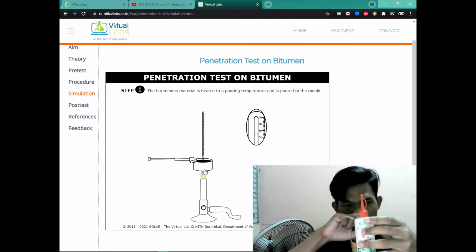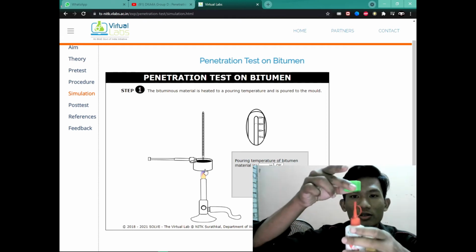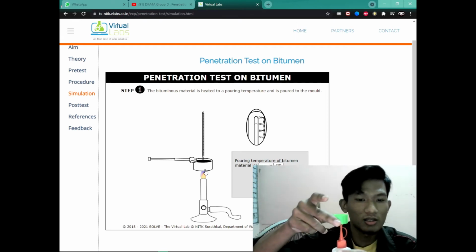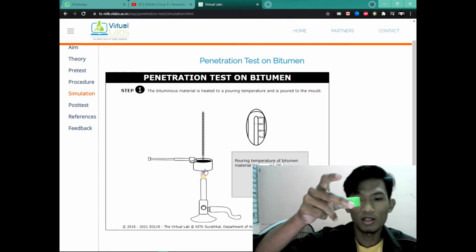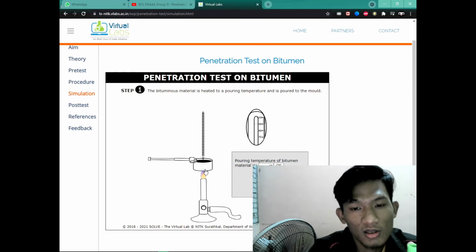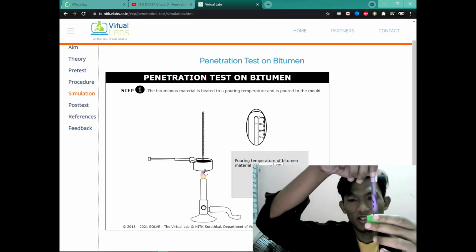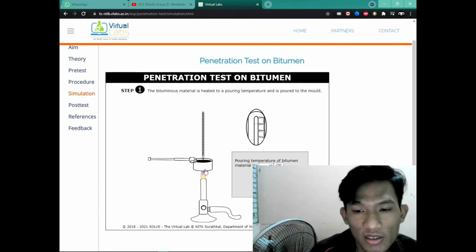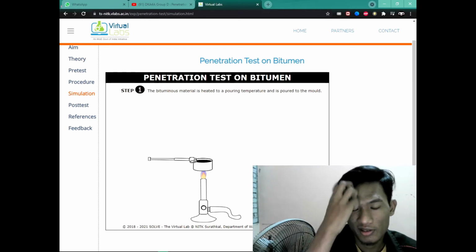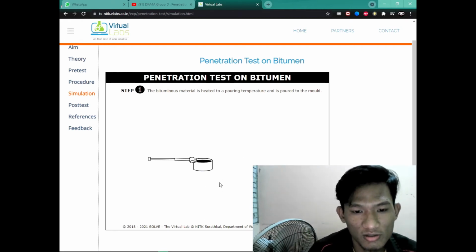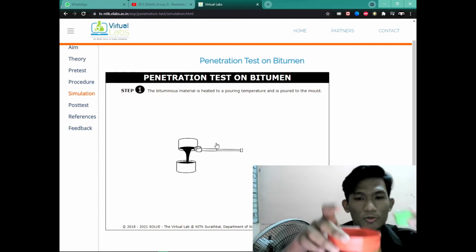Okay, this is the Bunsen burner, and put this in the petri dish. Okay, and take the temperature. The pouring temperature of the bitumen material is 90 degrees. Turn off. Okay, take this and pour it into the other one.